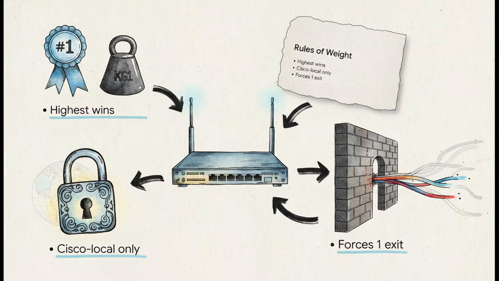So, to summarize the intense power dynamic of this single attribute, the highest value always wins. Remember, it's strictly Cisco local, kept entirely secret from peers, and it exists to force a single exit point for your outbound traffic, completely bypassing and overriding the standard BGP rulebook.